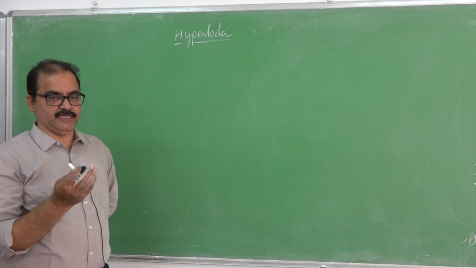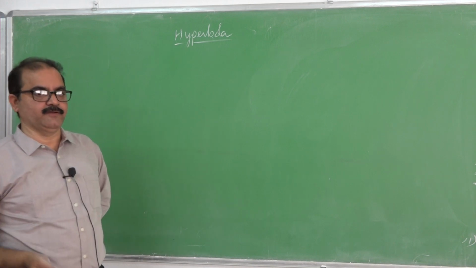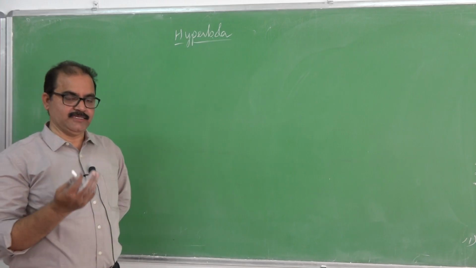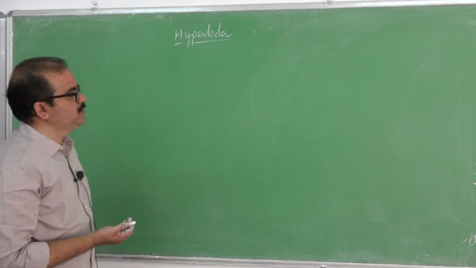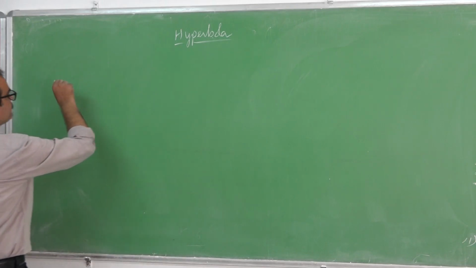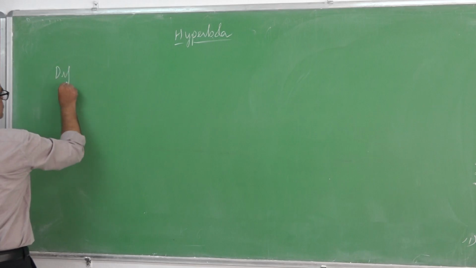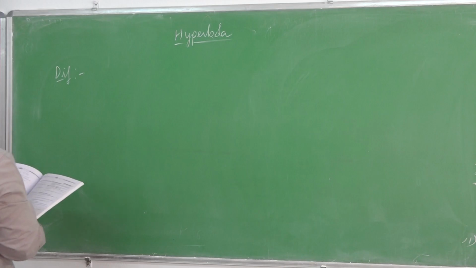The conic is said to be a parabola if eccentricity E is equal to 1. The conic is said to be an ellipse if E is less than 1. The conic is said to be a hyperbola if E is greater than 1. Write the definition of hyperbola.